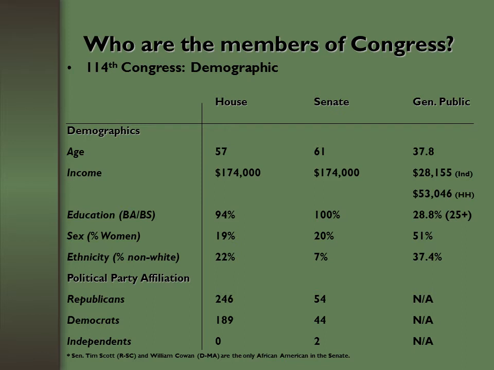I want to talk a little bit about the demographics here. If you look at the demographics of the 114th Congress, what I have here on the chart are demographics based on age, income, education, gender, and ethnicity, and I've categorized it looking at the House and the Senate in comparison with the general public. And I want you to ask yourselves this question: does Congress in fact look like the general public?